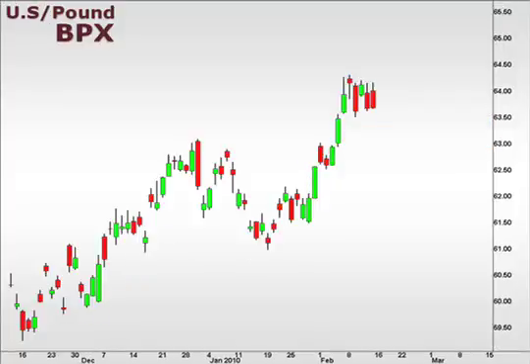Well, let's take a look at the BPX, the US versus the British pound, and the US dollar has rallied considerably over the last couple of weeks against the pound. We can see here now that the pair value has spent the previous week consolidating within a fairly tight range, almost forming what's known as a sideways triangle, denoting some indecision.